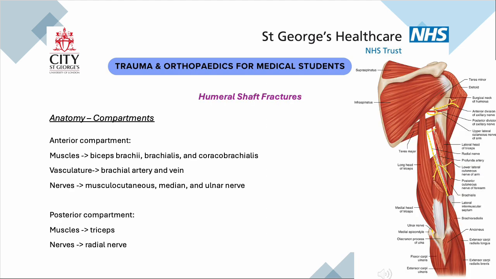We move on to the next fracture, which is humeral shaft fractures. So the humeral shaft clearly is vulnerable, as it's a long, thin bone, and you get, in the same way as the clavicle, axial forces when you fall on an outstretched hand.